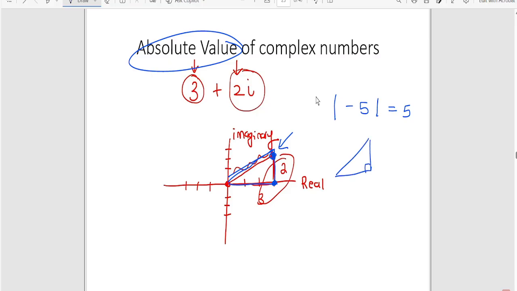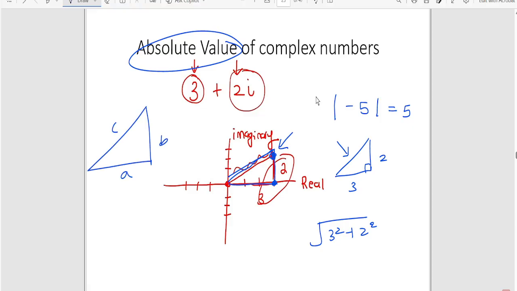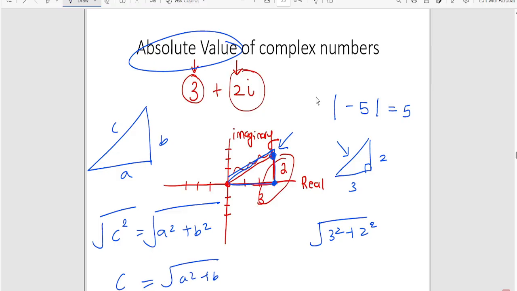So with a right triangle, we can use the Pythagorean theorem, right? If this is 3, this is 2, how can we find this distance? We can do the square root of 3 squared plus 2 squared, right? We know if we have a right triangle, and this is A, this is B, this is C, then according to the Pythagorean theorem, C squared is equal to A squared plus B squared, right? And if we take the square root of both sides, we get C is equal to the square root of A squared plus B squared, because this square cancels with the square root.